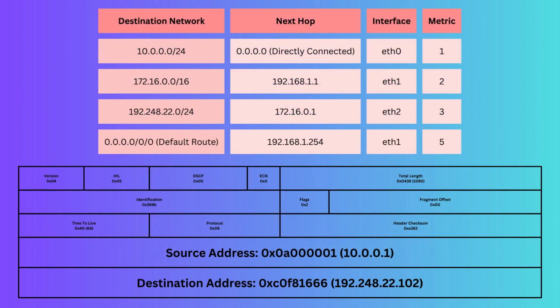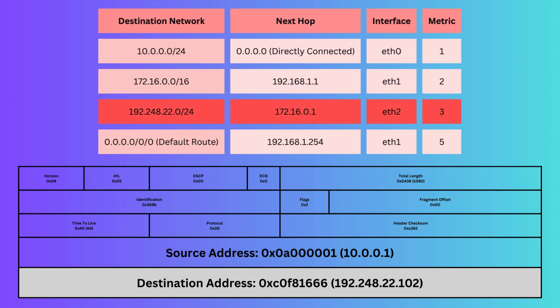Router R1 receives the Ethernet frame. It extracts the IP packet from the frame, then examines the destination IP address, 192.248.22.102, the public IP of the client. R1 checks its routing table for a matching network for the destination IP address. It finds that the packet should be forwarded to the next hop, which is router R2, because the client's IP is not directly reachable from R1.